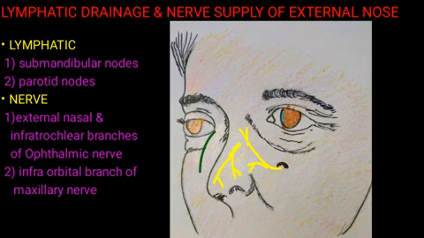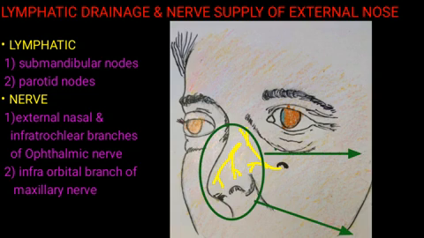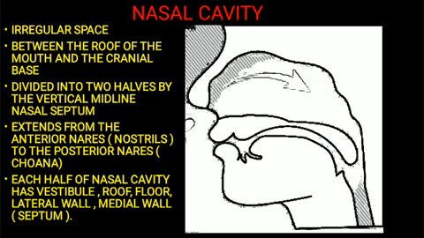Most of the lymphatic drainage is into the submandibular nodes. Few lymphatics also drain into the parotid nodes. Coming to the next part of the topic, the nasal cavity.